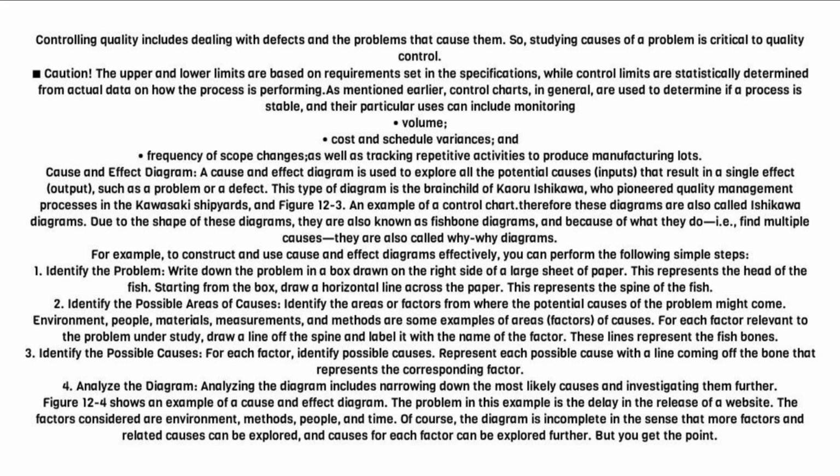The problem in this example is the delay in the release of a website. The factors considered are environment, methods, people, and time. Of course, the diagram is incomplete in the sense that more factors and related causes can be explored, and causes for each factor can be explored further. But you get the point.